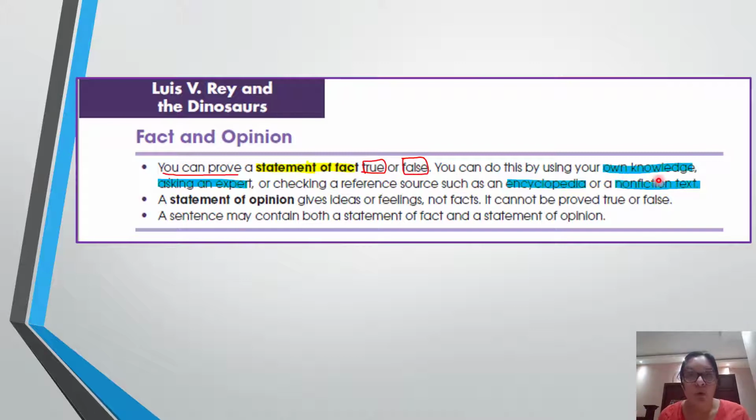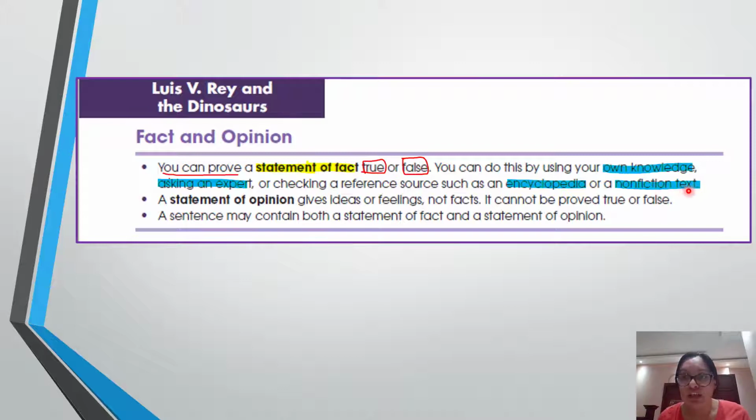Well, you can use your own knowledge, what you already know about some topics, or you can ask an expert to prove if something is true or false. Or also you can go to an encyclopedia and investigate in there if your statement of fact is true or false. Or you can go to certain books. For example, if you have a statement about history, go and look at a book about history. Or if you have a statement that talks about the planets, go and look for a book about astronomy. Or if you have a fact about the bones of the body, maybe you can go to a science book, right?